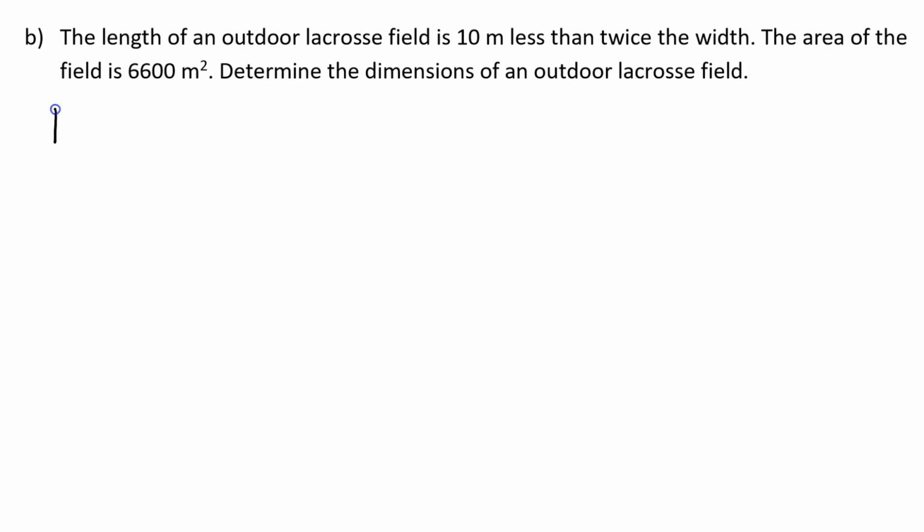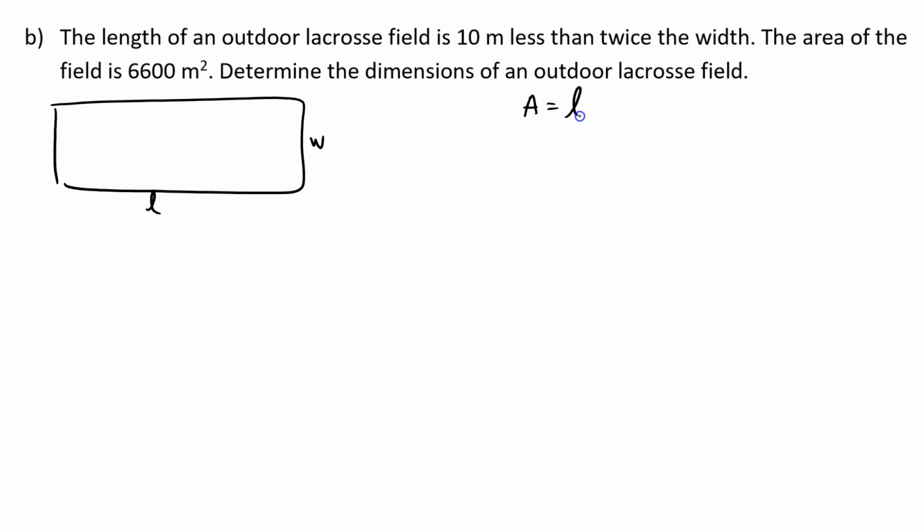So if I were to draw this field, I would call this one my width, and I would call this one my length. We know that an area is just length times width, and we know what the area is. This specific area is going to be 6600 equals length times width. But we need to use what we know about the width in order to express the length as an expression of the width.